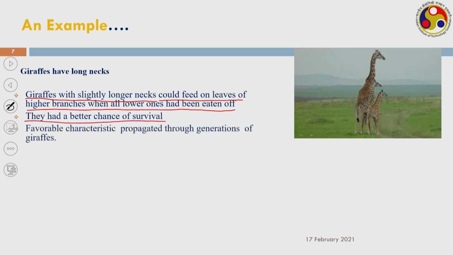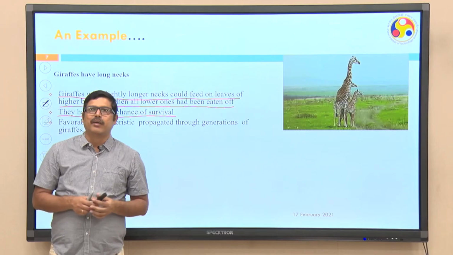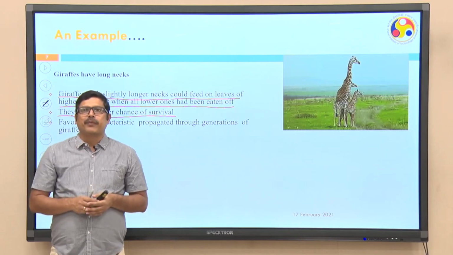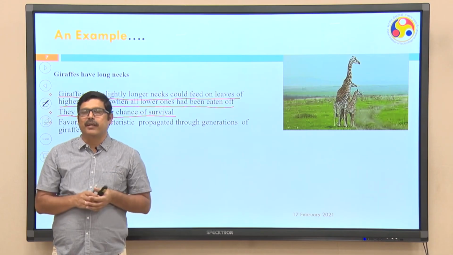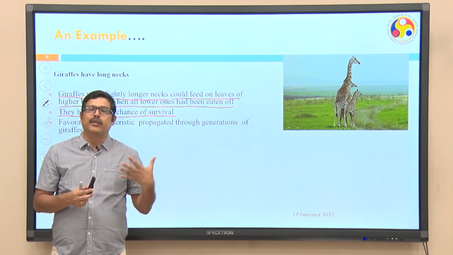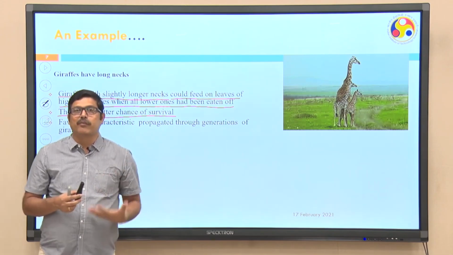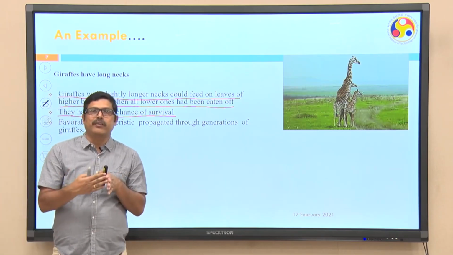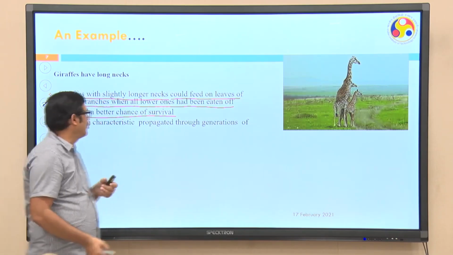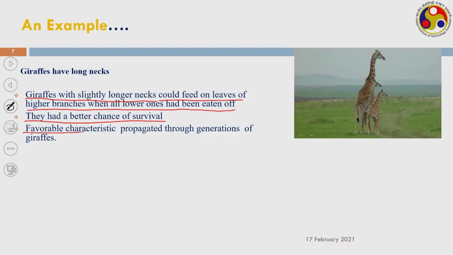Now, if you look at this, it is a favorable characteristic of that particular giraffe. So, some giraffes have longer necks, and this characteristic is there in their genes basically. So, you can say that is a favorable characteristic. Now, what is happening? This favorable characteristic is propagating to their offspring. So, the favorable characteristic is propagated through generations of giraffes.